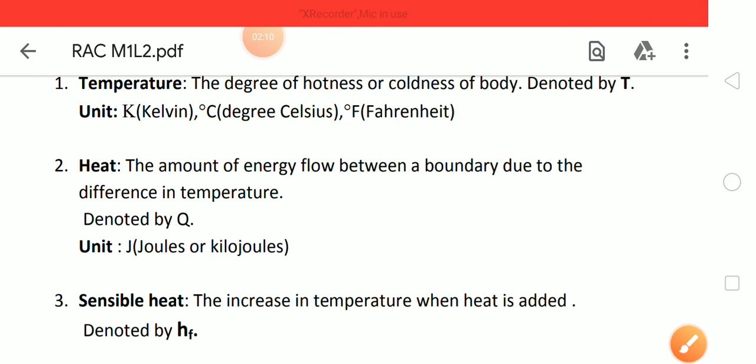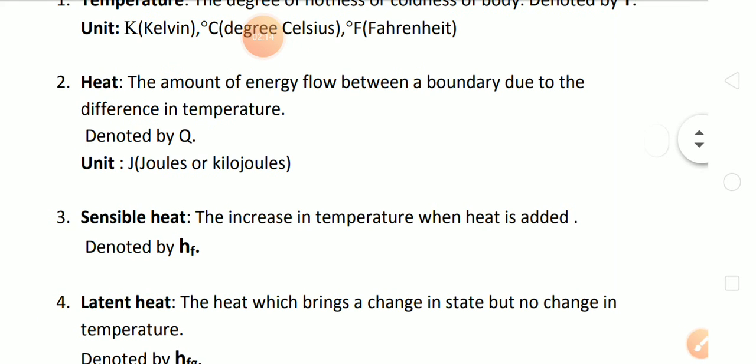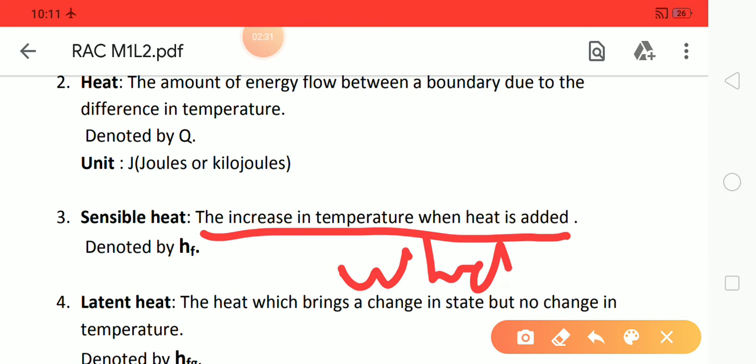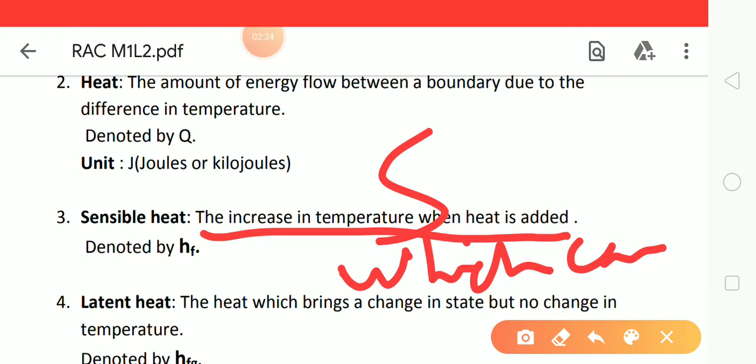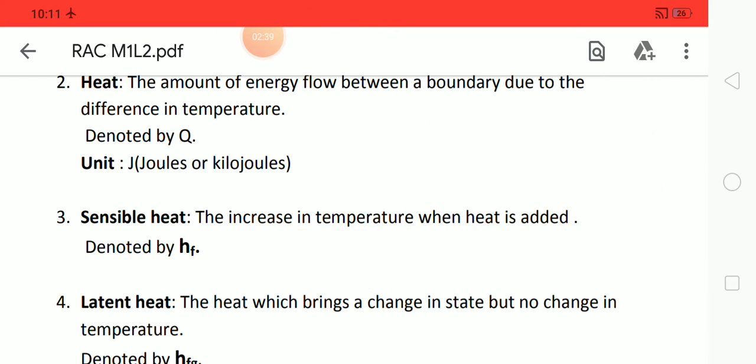Now the next important thing is sensible heat. Sensible heat is the increase in temperature when heat is added. I will give another definition: the increase in temperature when heat is added, which can be sensed. See the spelling, sensible. So it can be easily related with sense.